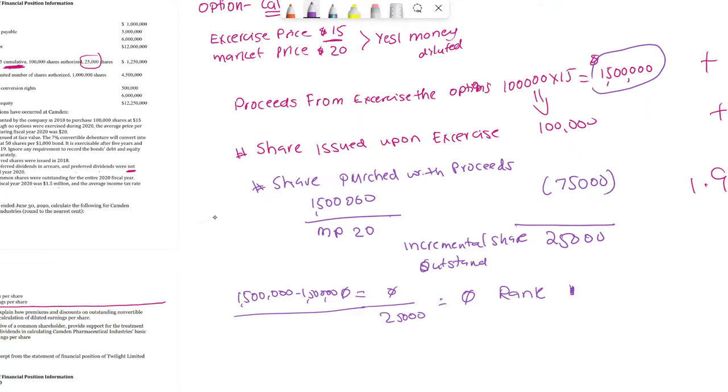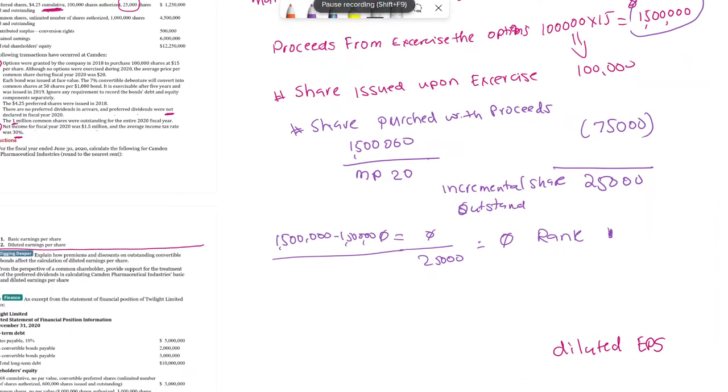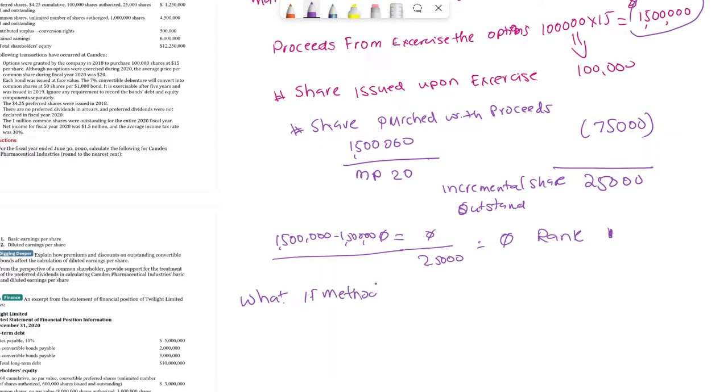But then we have to go to our next one. We have a convertible bond payable. So we wanted to know what if it was converted. If it was converted, how many shares? So we needed to test it. We're going to use a what-if method. So let's use a what-if method to convert it, and we're testing it.